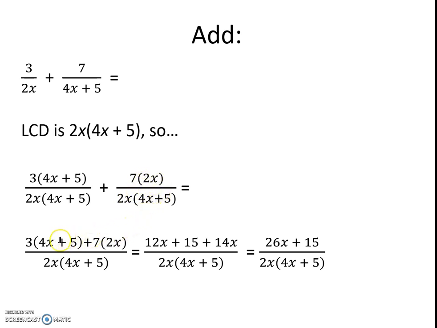Continuing to simplify, we have 3 times the quantity 4x plus 5 from here, plus from here 7 times 2x. When we distribute that 3 to the 4x, we get 12x, and 3 times 5 is 15, and 7 times 2x is 14x. Continuing to simplify, we have 12x plus 14x for a total of 26x. And we still have 15, so it's plus 15 over 2x times the quantity 4x plus 5.